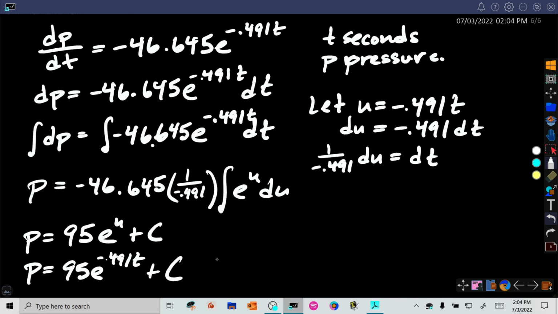Now this is the important part, because they gave us the initial conditions. They said, what function describes the blood pressure in the aorta if P equals 95? So we do 95, which is our P value, and we set that equal to P when T is 0. Notice what happens: e to the 0 is just 1, so this turns into 95 plus c. If you subtract the 95 over, you're going to find that c is equal to 0.